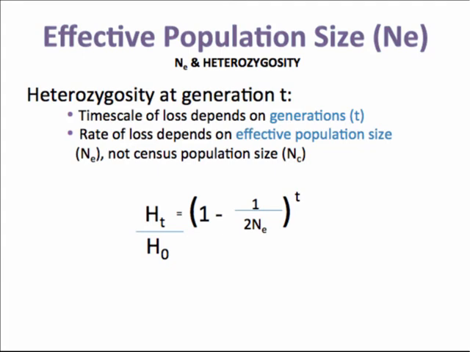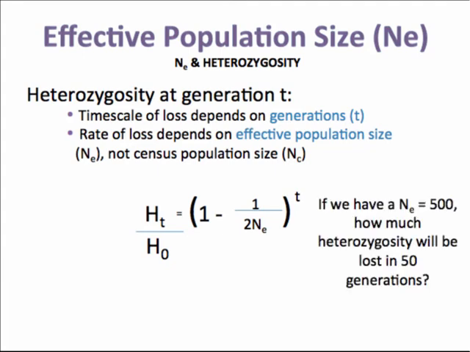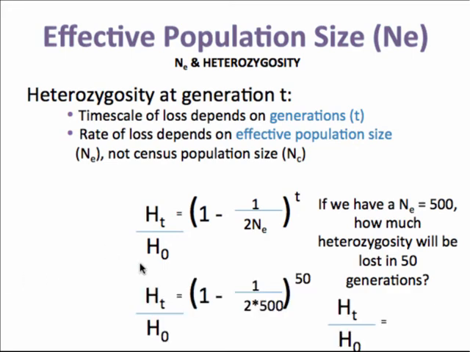Okay, so let's do an equation. If we have an effective population size of 500, how much heterozygosity will be lost in 50 generations? So here we take this equation, 1 over 2 times 500 is our effective population size, 50 generations we put here, and we end up getting heterozygosity of 0.95. So that means 5% of the heterozygosity was lost in that 50 generations.